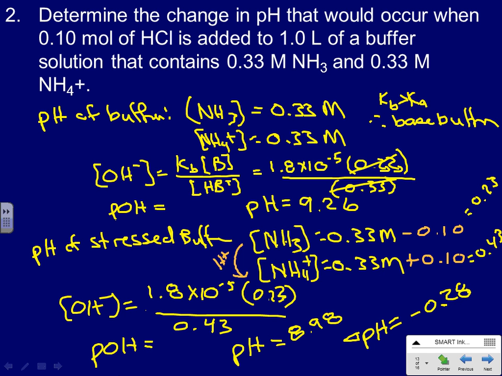Okay. So again, two new equations. You've got to ask yourself what's in the water, and a strong acid will always turn the base into the acidic form, and a strong base will always turn the acid into the basic form. Whether you're dealing with an acid buffer or base buffer, it's the same maneuver either way.